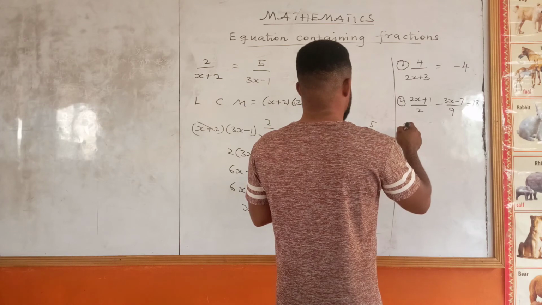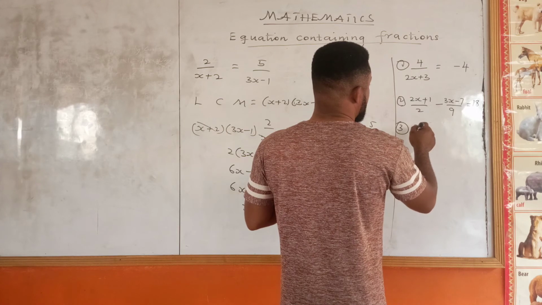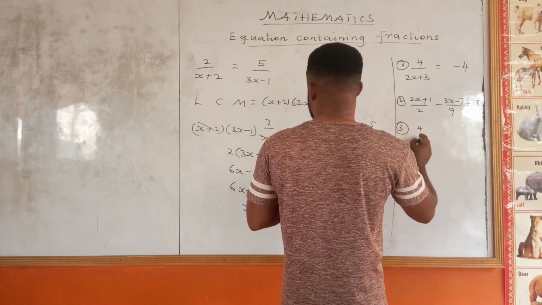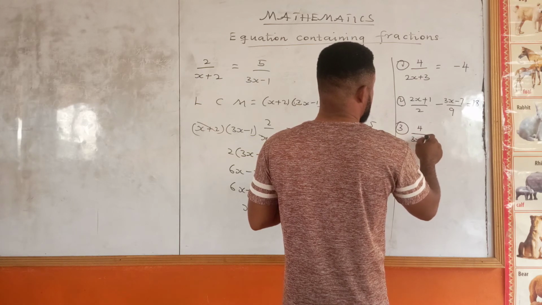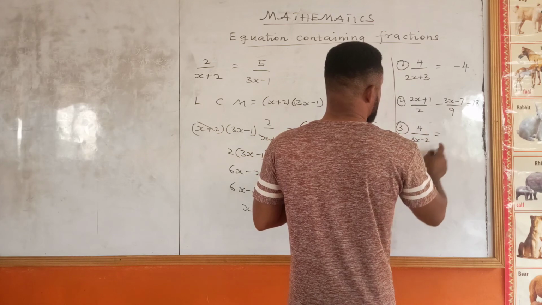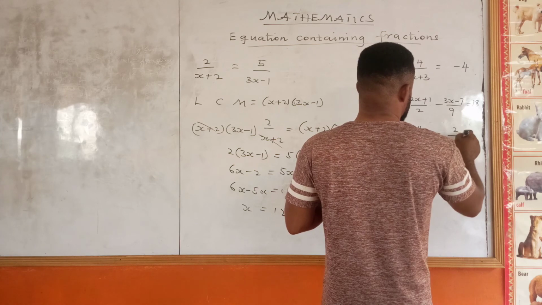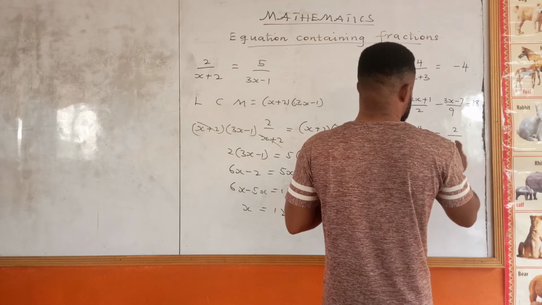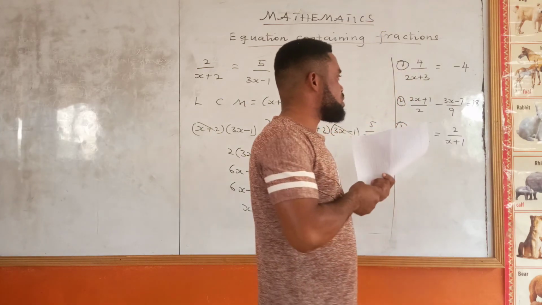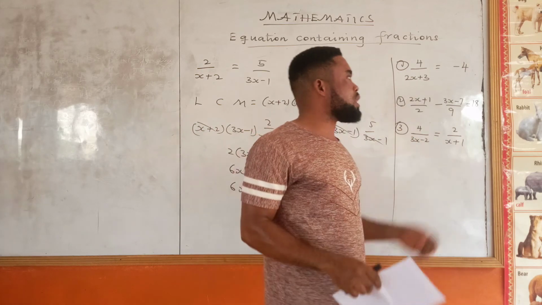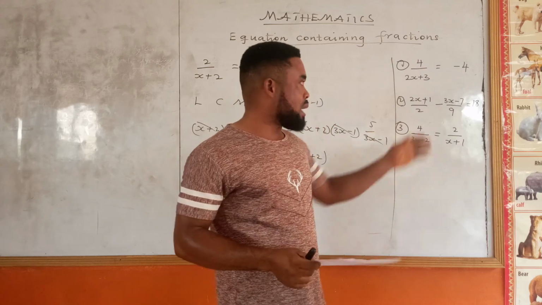Then number 3, 4 over 3x minus 2 equal to 2 over x plus 1. So you shall solve this. You take a picture of the solution, you send it to me, and then I will also mark it for you nicely.